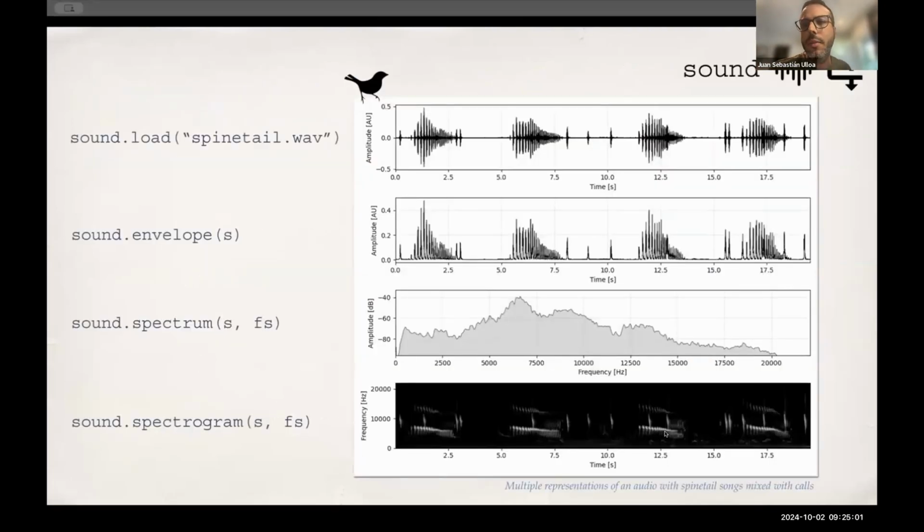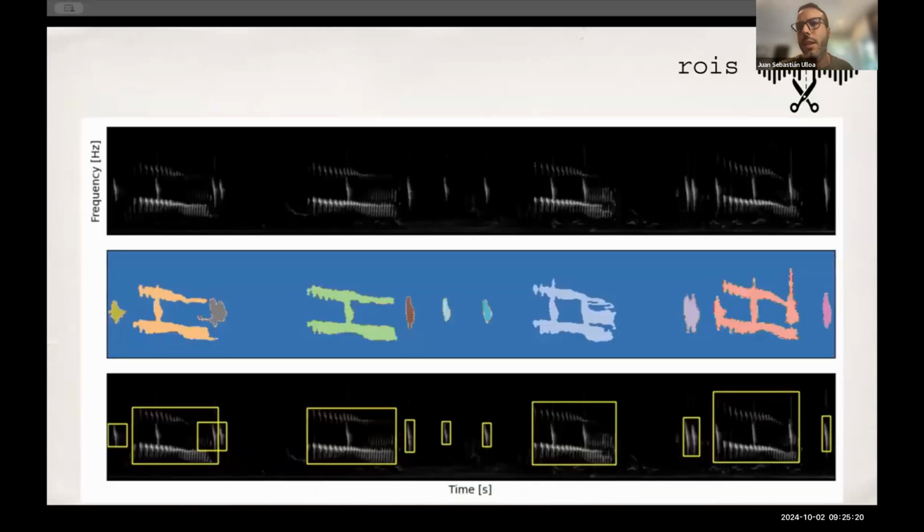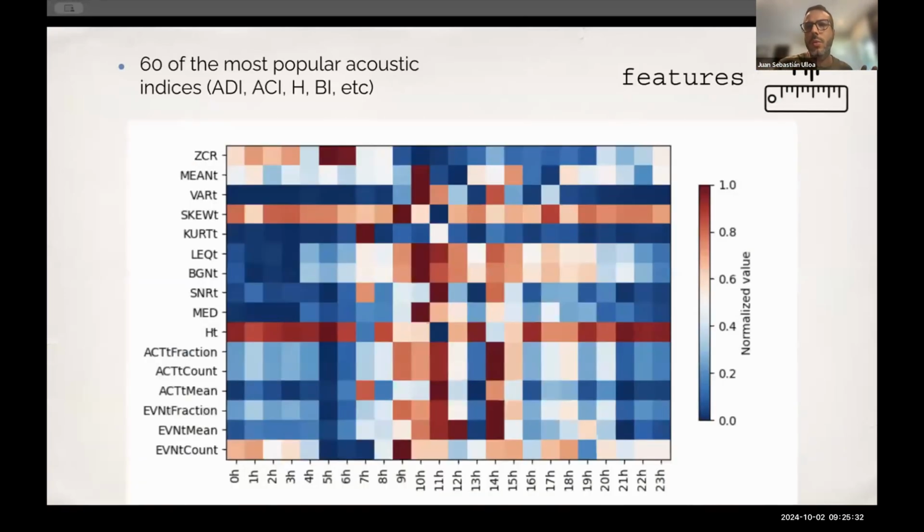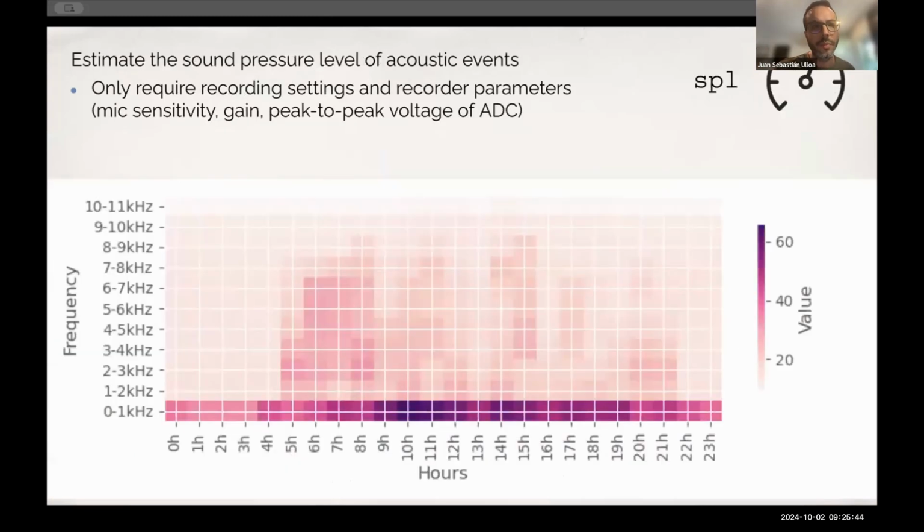So for example, we have the sound module, which allows you to work directly with wave audio recordings. So you load your sound, and then you can compute the envelope, the spectrum, the spectrogram, everything very easily. Then you might want to find regions of interest. So this second module allows you to segment the data, not only in time, but also in frequency. And once you know where the signals of interest are, you want to compute some features. So we've already implemented 60 of the most popular acoustic indices, and we have other tools too.